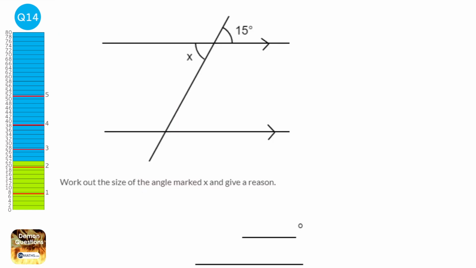These types of angles aren't exclusive to parallel lines, but they do crop up quite a lot when you're dealing with parallel lines, and these are vertically opposite. So when you've got an angle this side and an angle this side of where two lines intersect, they're known to be vertically opposite. And the beautiful thing about vertically opposite angles is they are equal. So x is just going to equal 15 degrees.